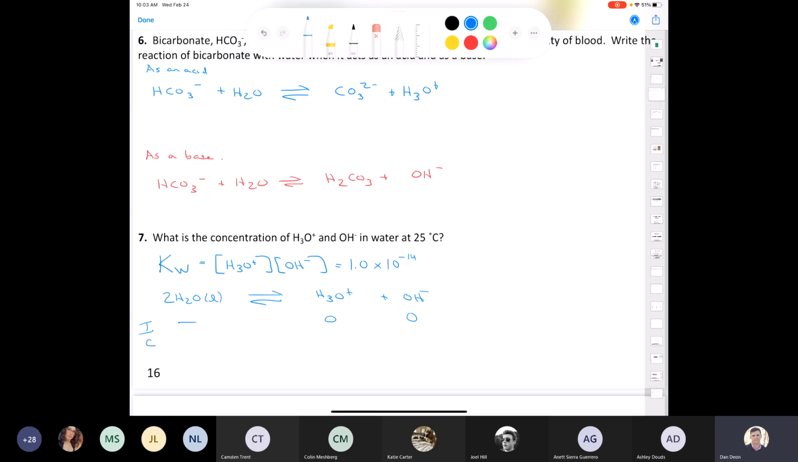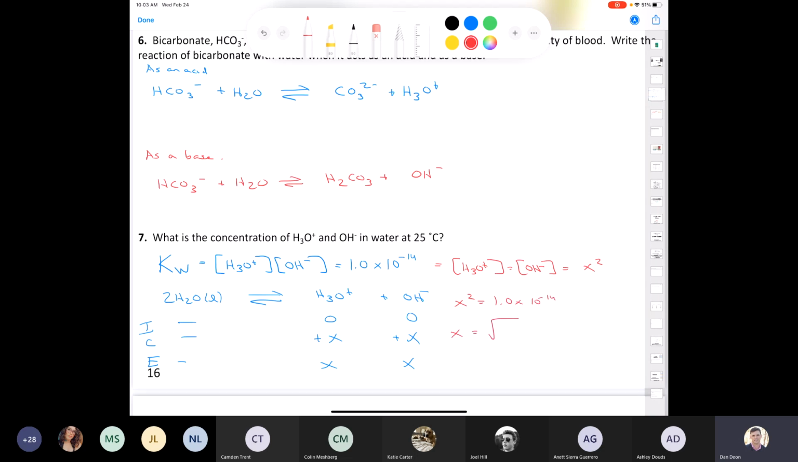But then I have a change. Water doesn't have a concentration. It's a pure liquid. And I'm going to be forming some hydronium and some hydroxide. So at equilibrium, I have the same amount of hydroxide that I do of hydronium. Therefore, we can solve this expression and say that the concentration of hydronium, which is equal to the concentration of hydroxide, is going to be equal to x squared, and x squared is going to be equal to 1.0 times 10 to the negative 14.